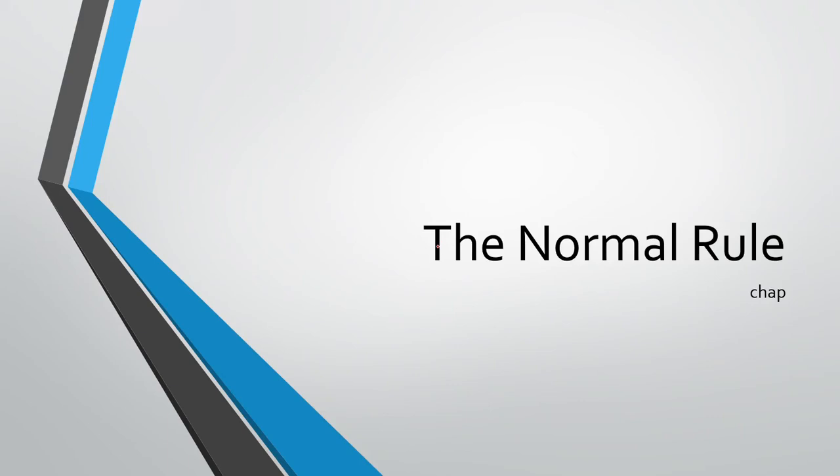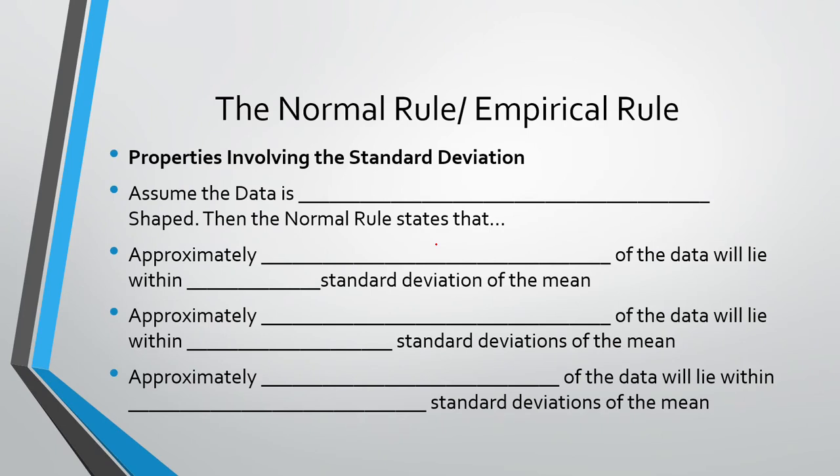In this section, we're going to look at the normal rule. It is also known as the empirical rule. The rule is related to the standard deviation. We assume the data is bell-shaped, then the normal rule states approximately 68% of the data will lie within one standard deviation of the mean.